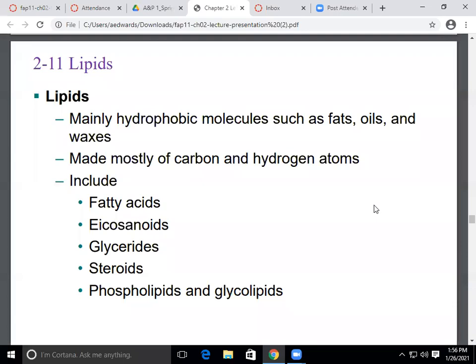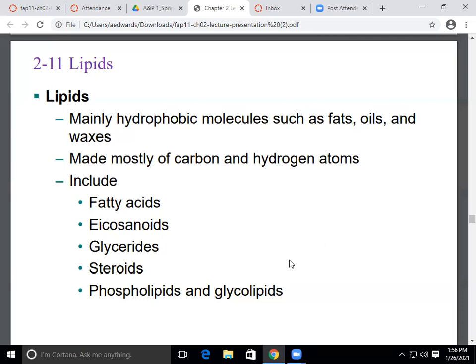So let's go ahead and talk about lipids. We talked about carbohydrates last time. Remember, these are types of organic molecules. So lipids are mostly hydrophobic. Remember, what does phobia mean? Fear, doesn't like, right? Doesn't like water. These are things like fats, oils, and waxes, and made up predominantly of carbon and hydrogen atoms, okay?